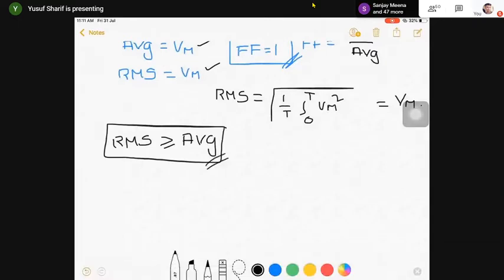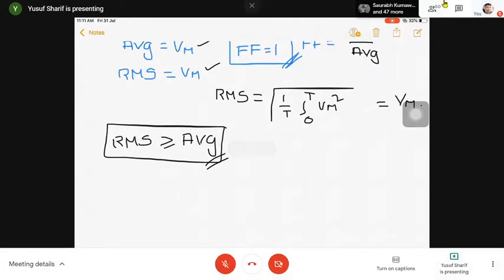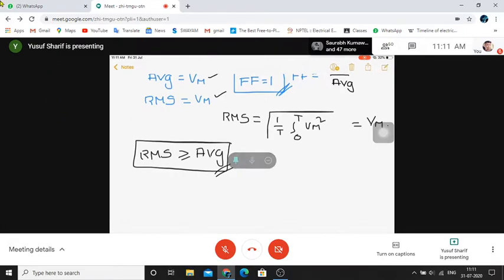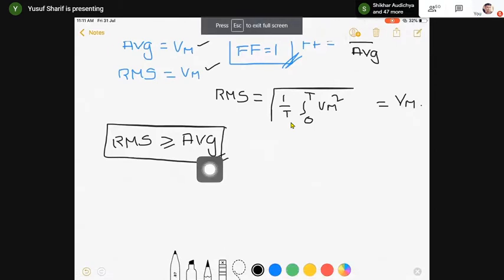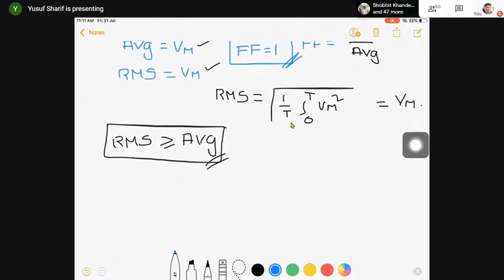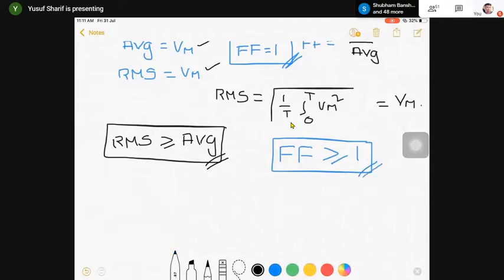If you are getting a form factor less than 1, it means you have made some mistake somewhere, which is why your result is coming out that way. So these are a few things: the RMS value should always be greater than or equal to the average value. So what about the form factor? Form factor will always be greater than or equivalent to 1. This is fine. What if the form factor is some 1.3 or 1.4? What does that mean?